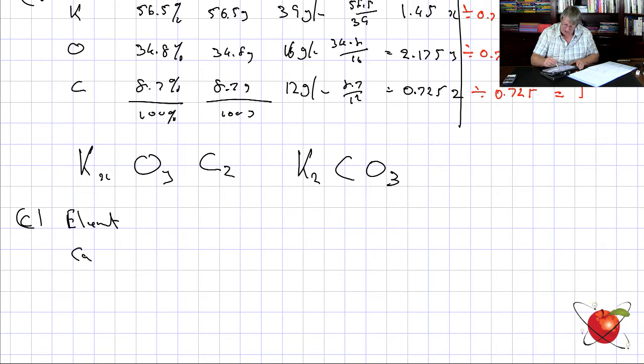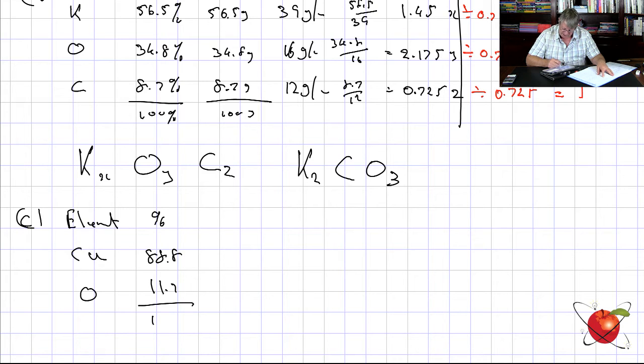Copper. No, Kevin, that looks like calcium. That's Cu and O. Okay, and we've got 88.8. This is the percentage: 88.8 and 11.2. And yes, they must add up to 100%. Change them to a mass. That's 88.8 grams, 11.2 grams, over 100 grams.